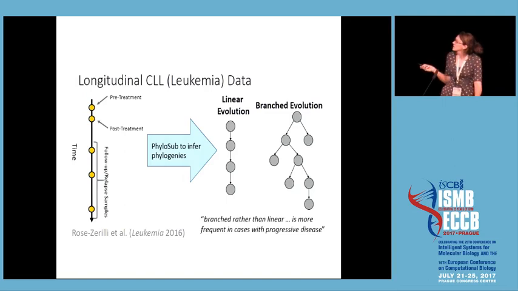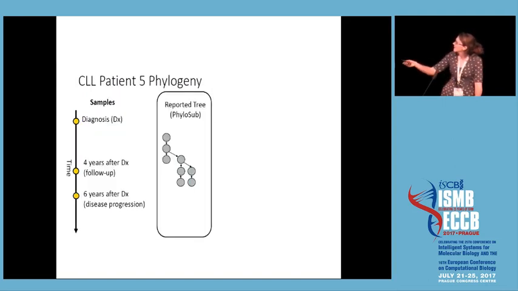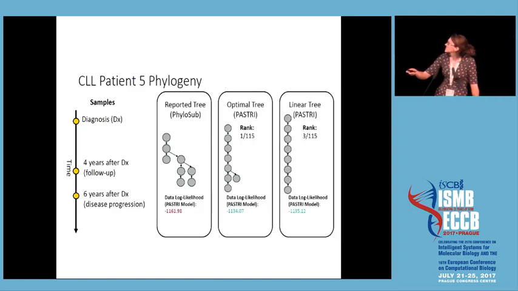And so we took a look at one patient, which had three samples, and was originally classified as having a complex branch phylogeny by Phylosub, which is one of these probabilistic approaches. And we found that running our approach on it, we get something that's actually rather linear, where the optimal tree is mostly linear, and the fully linear tree is a third out of 115 possible tree topologies.